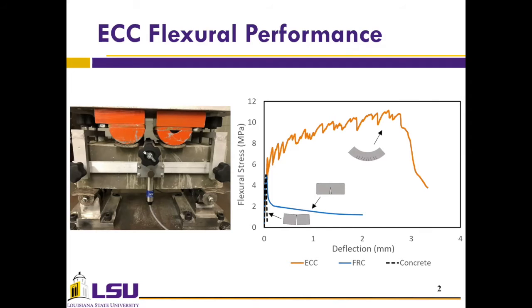The blue line represents fiber reinforced concrete that after reaching its peak strength loses part of its load carrying capacity while undergoing some deformation. Finally, the orange line represents ECC that after reaching its peak strength has an increase in its load carrying capacity while undergoing substantial deformation.